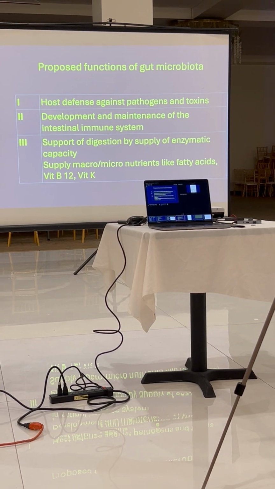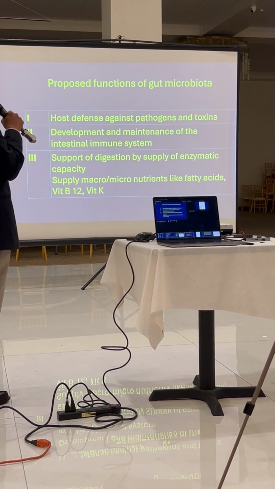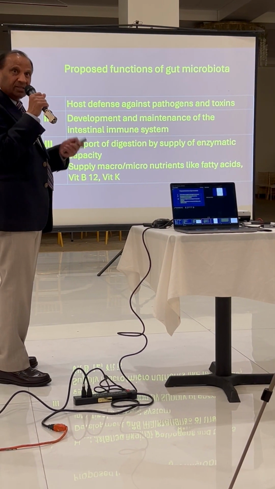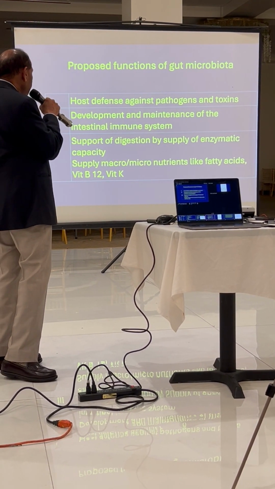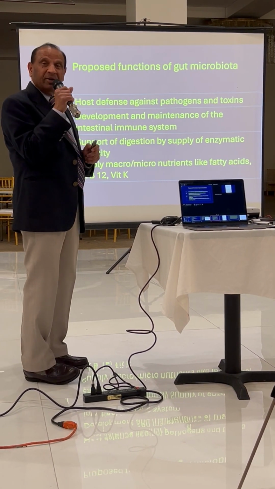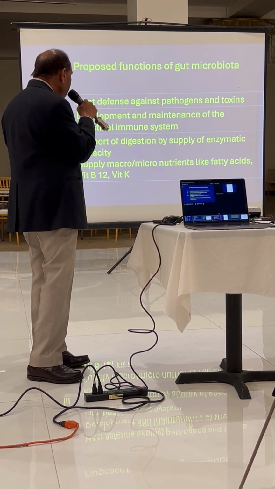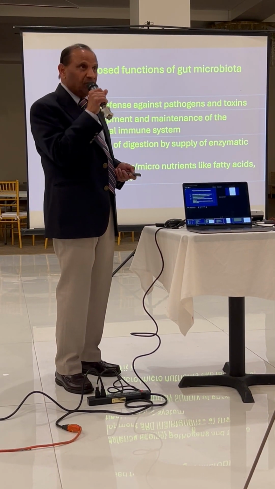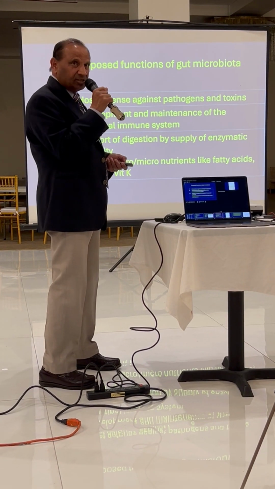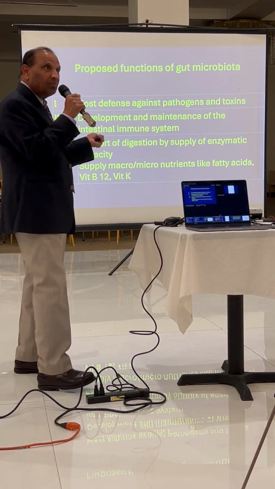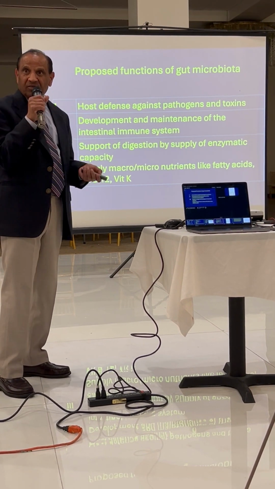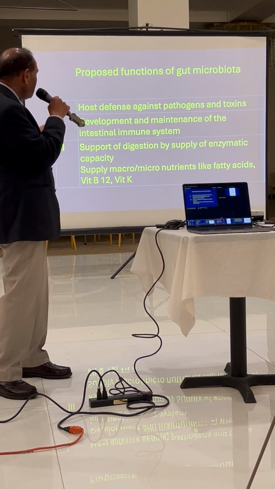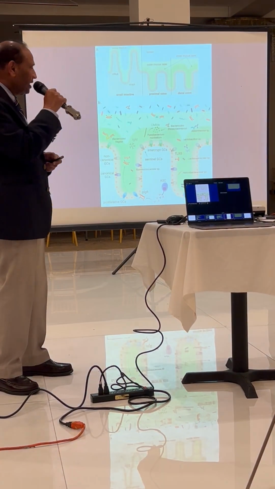But they are important for defense against other pathogenic bacteria and toxins. They are important for development and maintenance of the immune system in the intestinal tract, and they support digestion by supplying some enzymes that bacteria or fungi have and we don't. Some of the metabolites may also be helpful, one is short chain fatty acids, another is vitamin B12. Bacteria make vitamin B12 and vitamin K. We know all these things are made by bacteria, and that helps us. So these are the main functions of these bacteria.